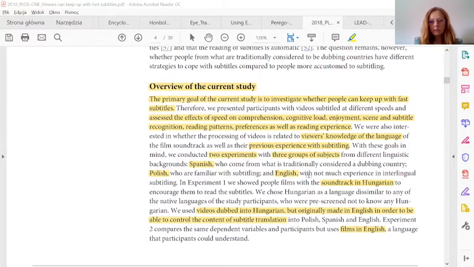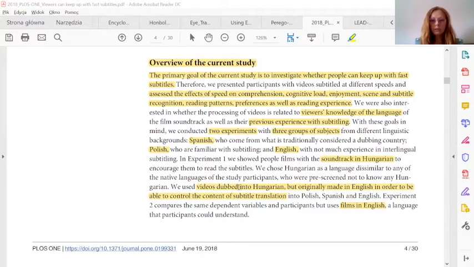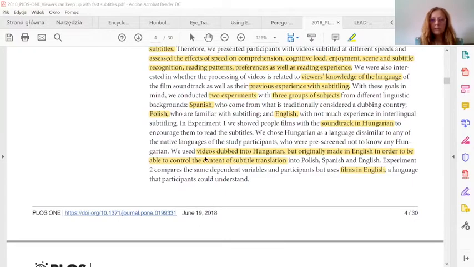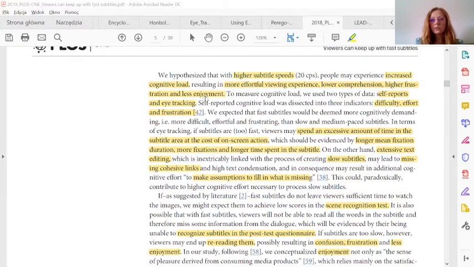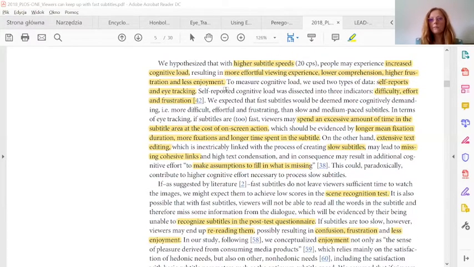Then it says that we have different groups, we have different languages, that, for example, videos are dubbed into Hungarian, but originally made in English, right? Because they wanted to control for the content of subtitle translation. This is also important from the point of view of the method. And then we can go to the hypotheses, right? So the hypothesis was, for example, that higher subtitle speed increases the cognitive load, right? And this results in more effortful viewing experience, lower comprehension, higher frustration, and less enjoyment.